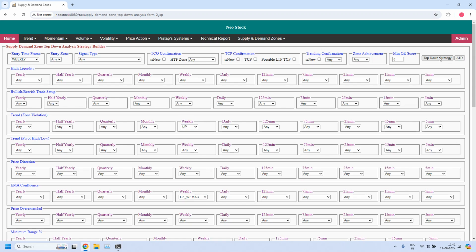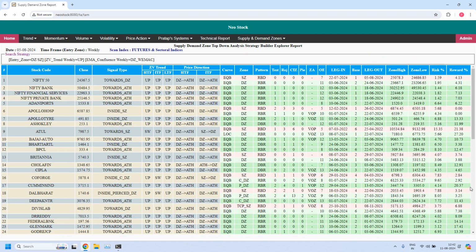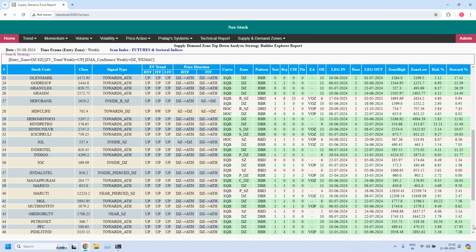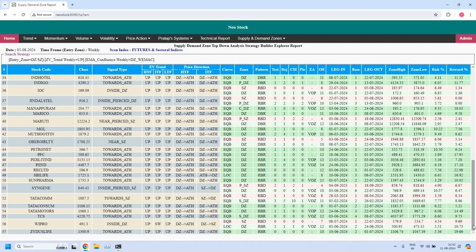Now let me filter the stocks. We got a very big number. Let me scroll the list down. Even in Nifty 50, Nifty Bank and Nifty Financial Services, all the 3 are having demand zones with weekly EMA confluence. Let me scroll the list down. So in total 57 stocks are filtered.